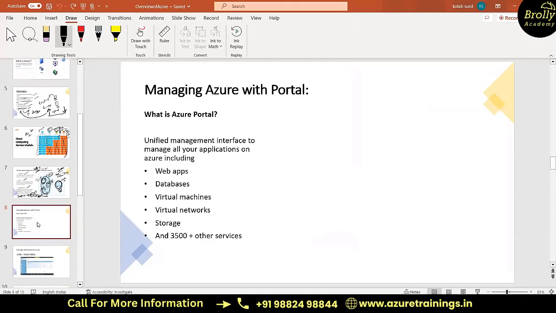Now next we are going to discuss managing Azure with the portal. As of now we are talking about Azure, right? Now we have to know how we are going to handle Azure. For that they have created one portal.